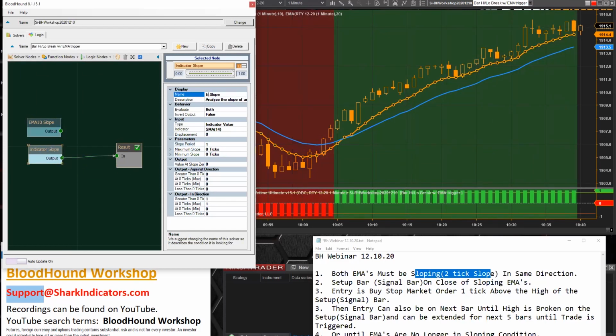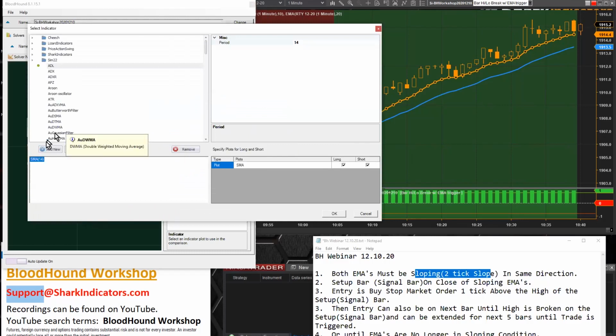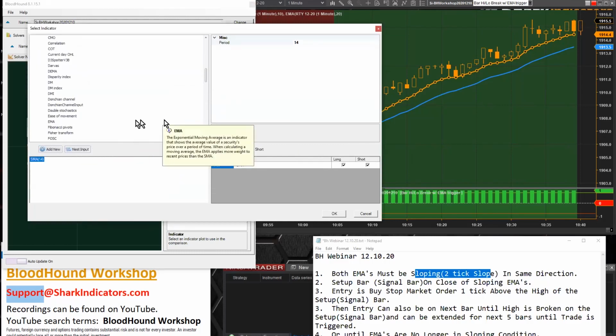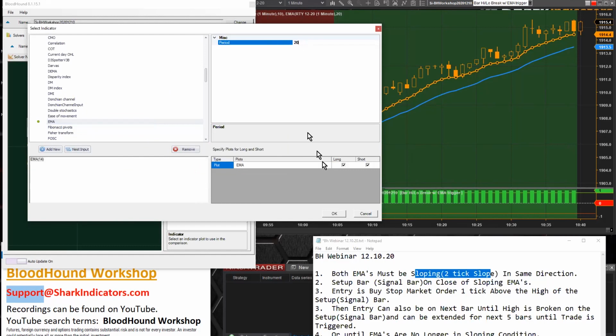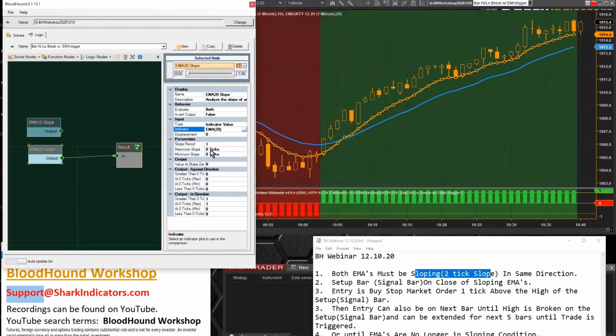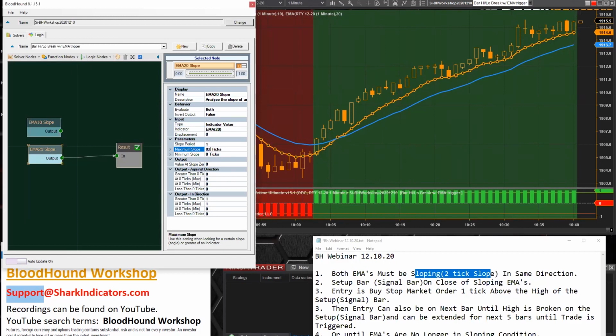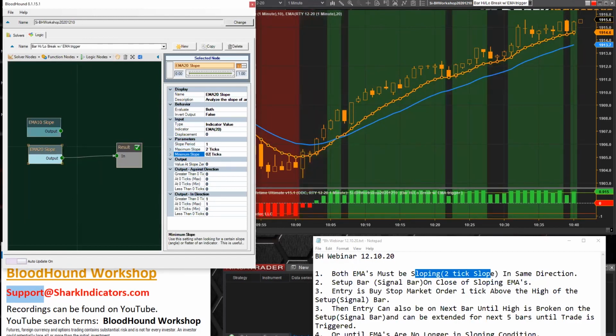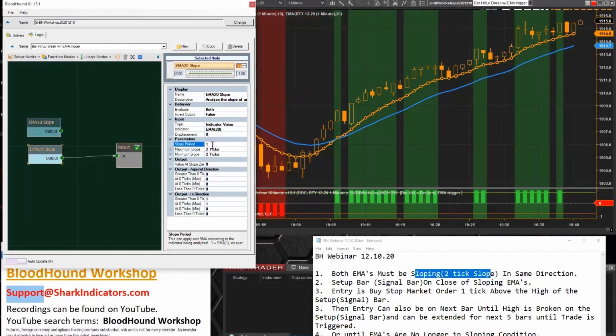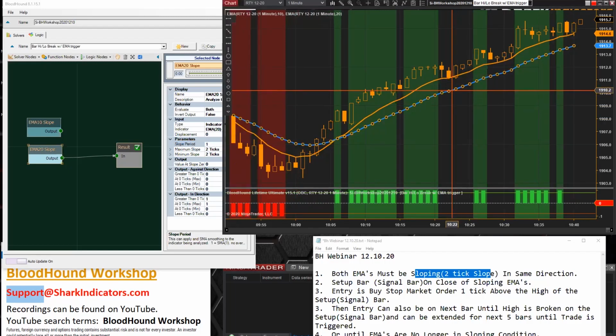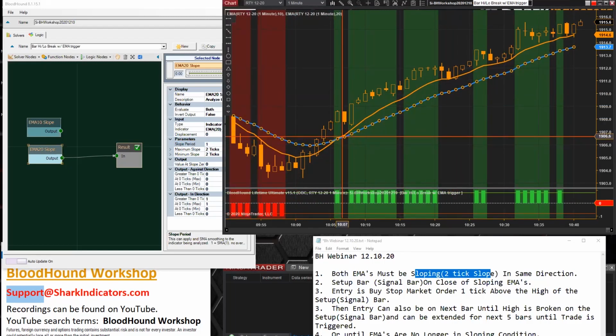Basically, rinse and repeat here. So the EMA 20 slope this time. Let's replace that SMA with the EMA, and we want a 20 period. Click OK. And then we need to put our 2-tick slope in there like so. All right, so now we can see whenever the EMA 20 has a 2-tick slope.